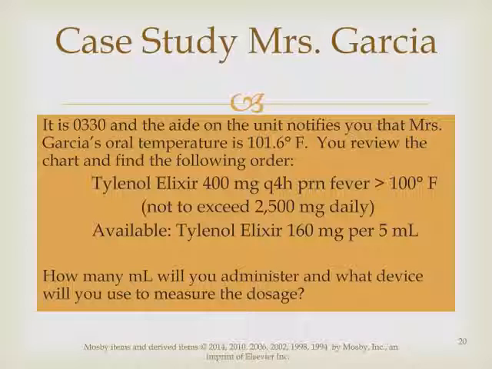The available dosage is Tylenol Elixir 160 milligrams per 5 mLs. So you need to figure out how many milliliters you will administer to the patient to equal the dose that you need, and then what device will you use to measure the dosage. This is the type of question that you will find on your exams that I make for you. So this is a very important question, and these are the type of practice questions you ought to be reading and practicing so that you feel more comfortable with understanding what it is exactly that you're supposed to be calculating.